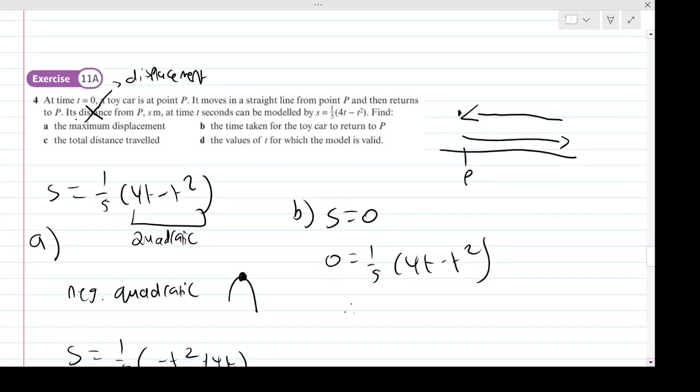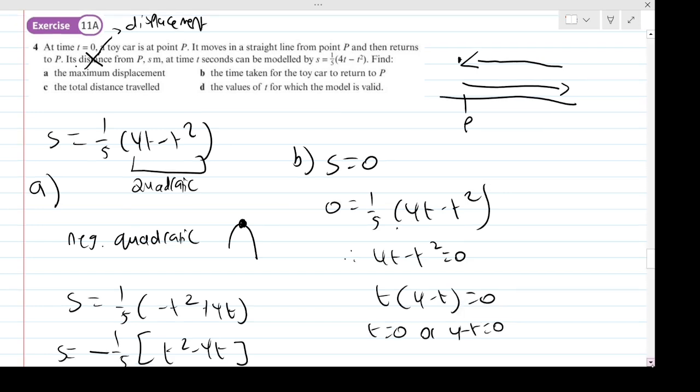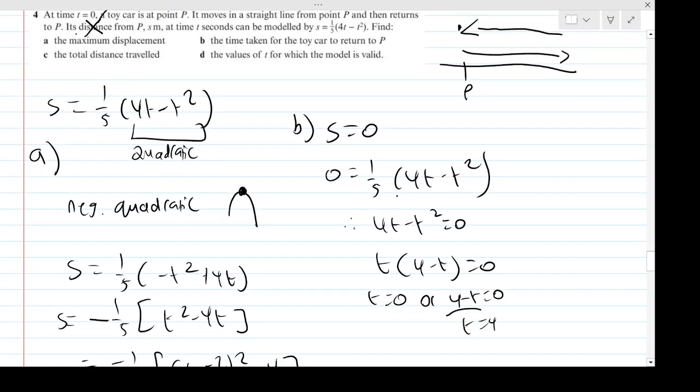And so therefore, I just solve this. Well, actually, that just means 4t minus t squared is 0. And so I can solve that by factorising t out. So t lots of 4 minus t equals 0. So t equals 0, or 4 minus t is 0, which means t is 4. And actually, it makes sense for that to be the solution, okay? Because at t equals 0, we know initially it starts at P. So that must be the second time, t is 4, when it returns, okay? And there we are.